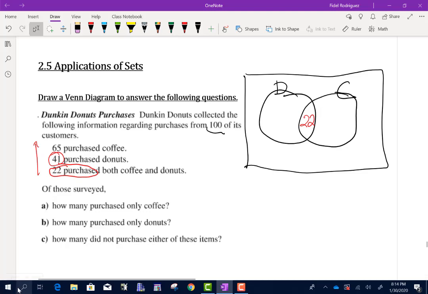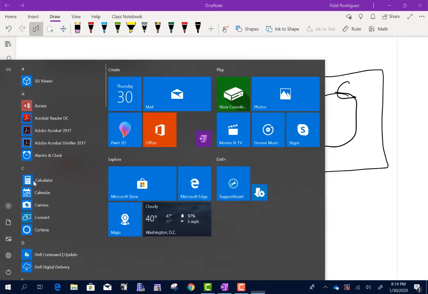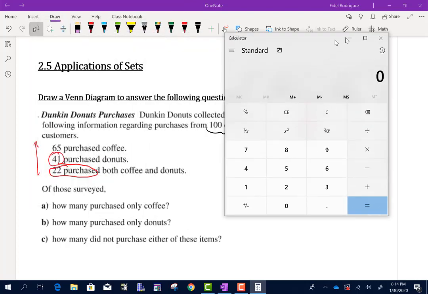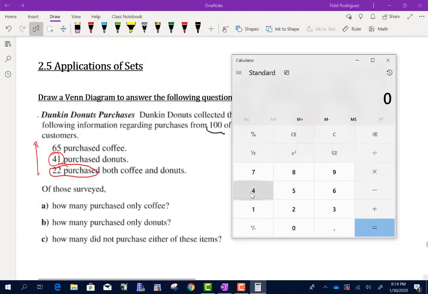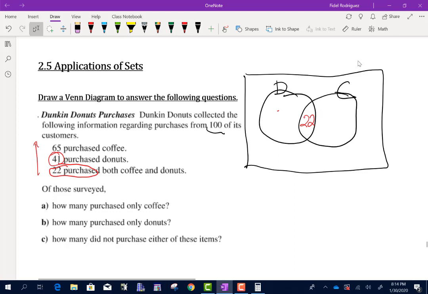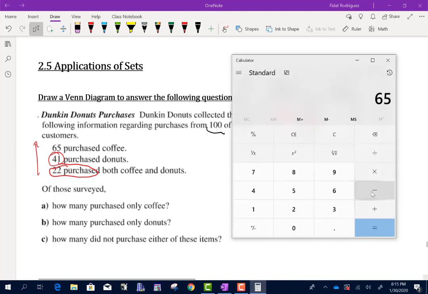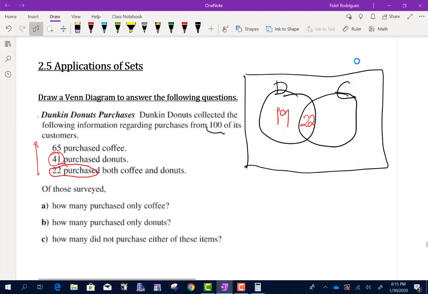So first thing I'm going to do here is, let me get my calculator. Here we go. And what I'm going to do is I'm going to take 41 minus 22. So 41 minus 22, 19. Okay, so right here we're going to have the number 19. Okay, we'll do the same thing for the coffee. So 22 bought both coffee and donuts. So these 65 people that bought coffee, those 22 are part of that 65. Okay, so we're going to go 65 minus 22. That's going to give us 43.